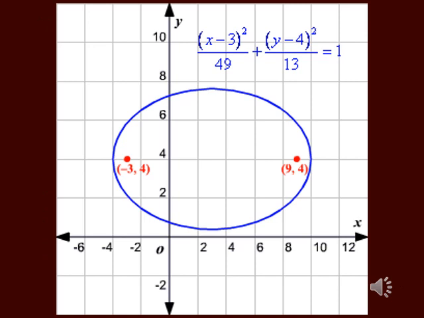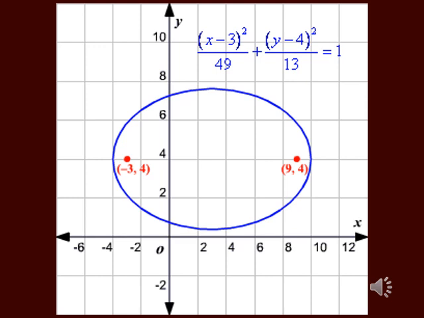So here's an example. It says (x minus 3) squared over 49 plus (y minus 4) squared over 13 equals 1. Now there's a couple of things that I can tell right off looking at this ellipse. I can tell the center has to be at the point (3, 4). Just look at the opposites of those parentheses on top. The x value has to be 3, the y value has to be 4. So (3, 4) is going to be the center. And if you look at this picture, that's pretty much where the center is.